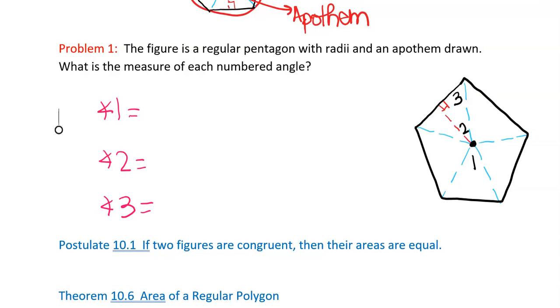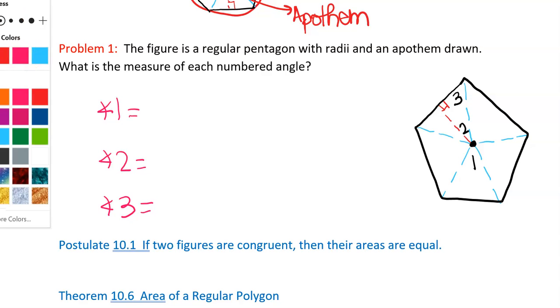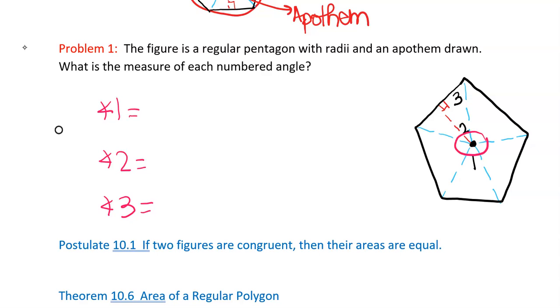Problem number 1, the figure is a regular pentagon, which is 5 sides, with radii and apothem drawn. What's the measure of each numbered angle? When you think about this one, the first thing you have to do is figure out how many degrees is angle 1. To do that, you're going to draw a circle around that vertex. And remember, circles have 360 degrees. So for angle 1, we're going to take 360 and divide it by the number of triangles, or the number of sides that there are.